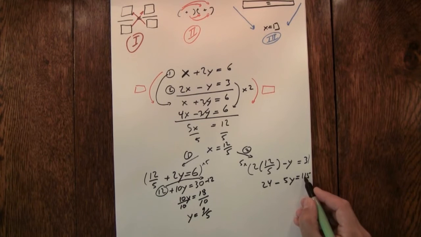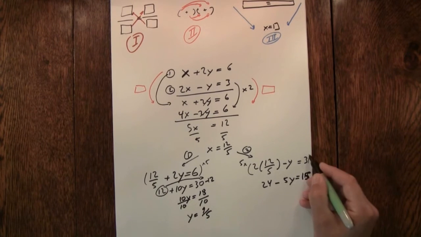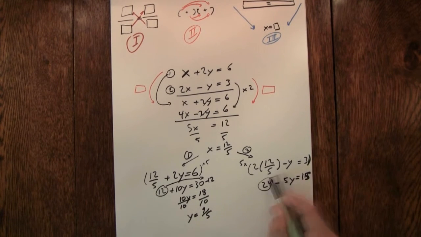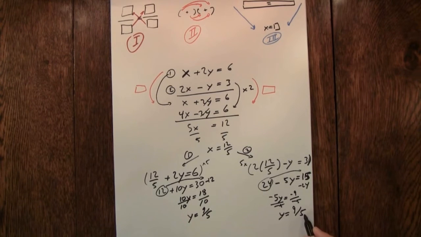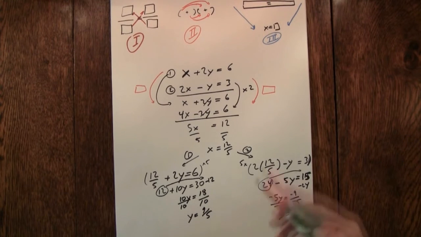Hopefully this is the same here. Oops, this should be 15, not 150. Right? So I'm going to grab this guy, bring it over, it becomes minus 24. So I have negative 5y is equal to 15 minus 24, which is negative 9. Divide by negative 5, and you get y is equal to 9 over 5. The same answer, right? So what are the patterns that emerge?